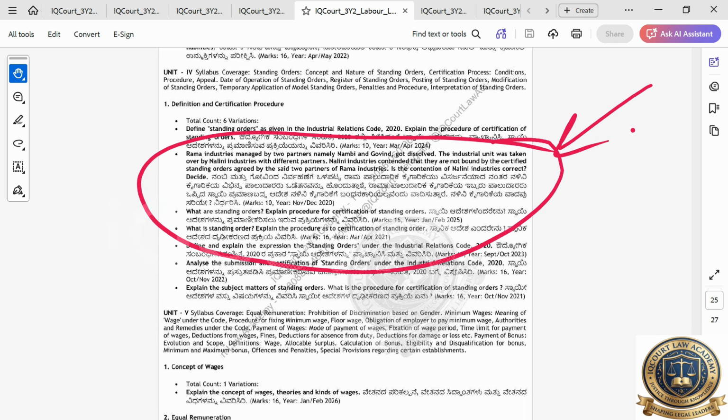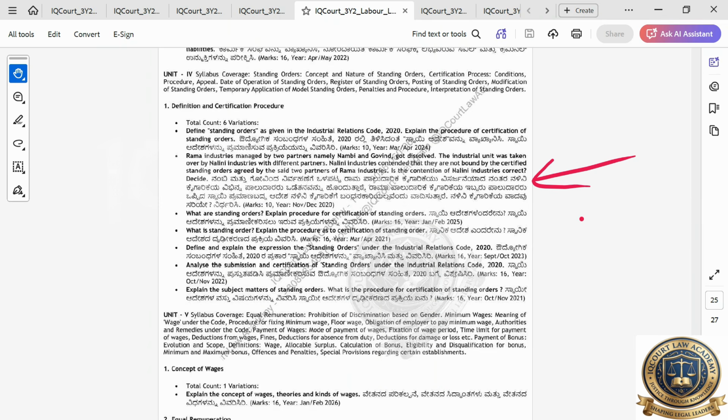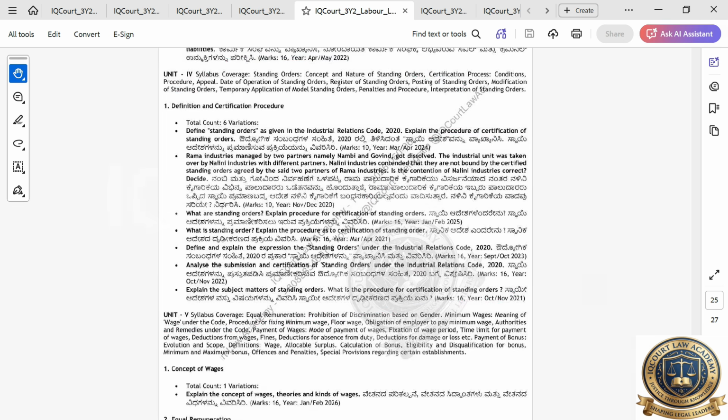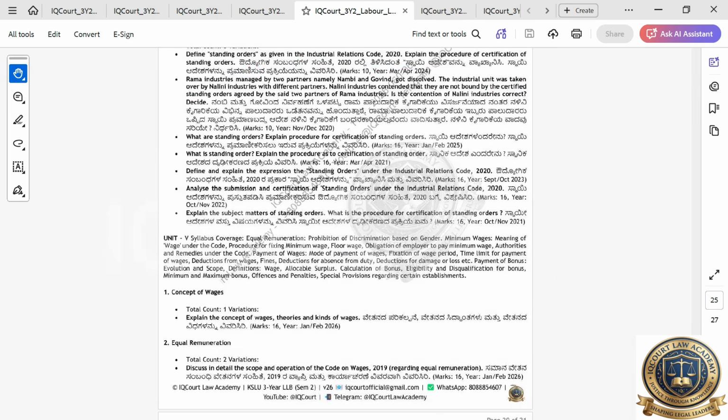Problem also important. The probability of getting a problem is very less, only 50%. But definitely they will ask one question related to this procedure. They will ask what is standing order or procedure of certification of standing order, subject matter of standing order. Only one question will come.